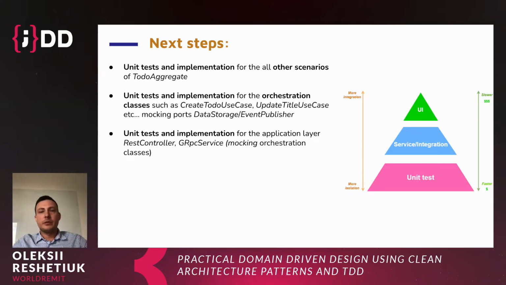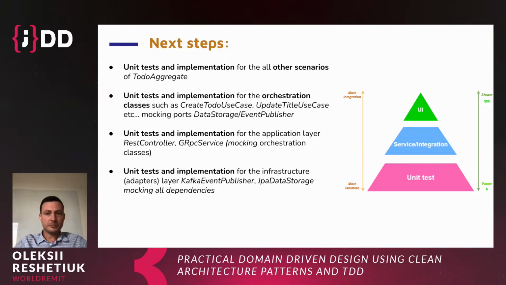Unit tests and implementation for the application layer, like REST controller, gRPC service. Here we need to mock, by the way, the orchestration classes. So we need to mock use cases here, because we actually mock everything we are not testing right now. Then, of course, unit tests and implementation for the infrastructure adapters layer, like Kafka event publisher, JPA data storage, mocking all dependencies.